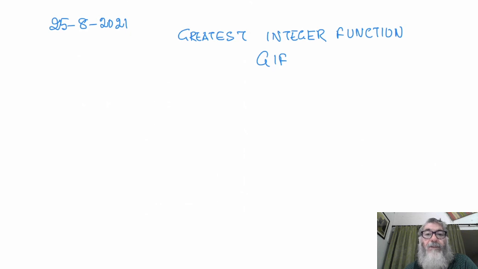It is written as GIF, and it is always represented, like if I want to represent a function f, it is always represented between a box. It's also called a box function. It is always put in between a box. It is different from the modulus function. Modulus function is just two vertical straight lines, but this is kind of a box.